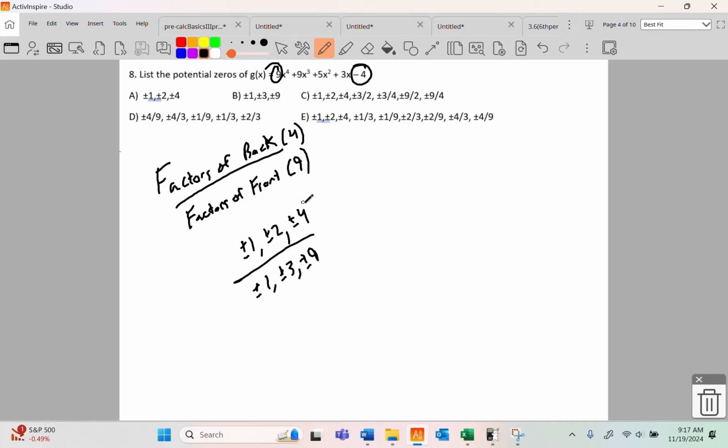So I'm going to take everything and divide it by this one right here. It's the first thing I'm doing. I'm dividing by 1, or plus or minus 1, plus or minus 2, plus or minus 4. All right, now I'm going to divide everything by a 3.